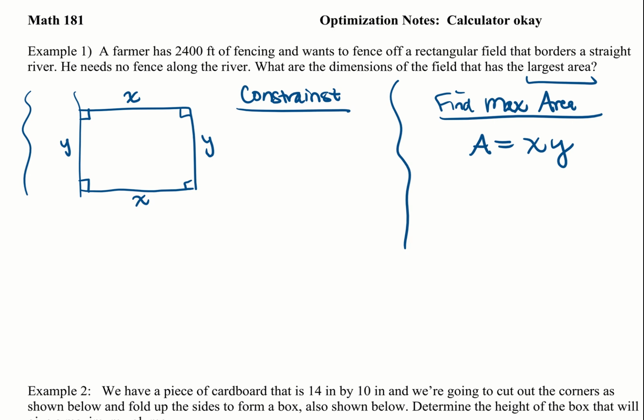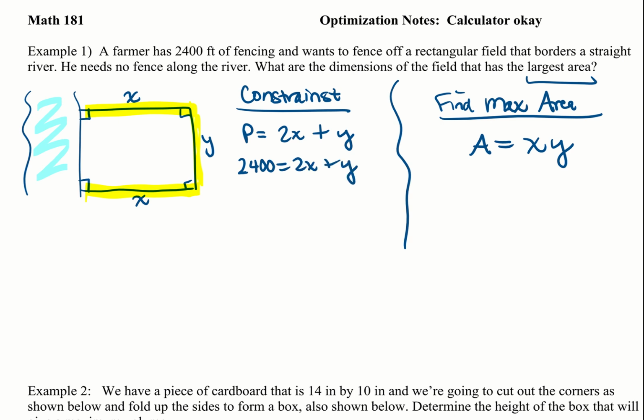Now the fencing is really only being used on 3 sides right here. So the amount of fence we're using is very similar to the idea of a perimeter. In fact, I often call it perimeter. But the perimeter is only going to be using 3 sides instead of the 4 because we're not building a fence along our beautiful little river. So my constraint is that the perimeter I can use, which will be made up of 2 x's and 1 y, is 2,400. I want to use that 2,400, but I don't want to use more than that.